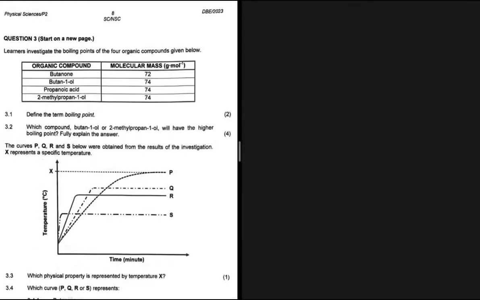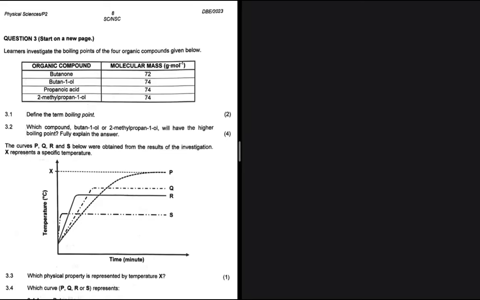You might think that question 3 is easy. Well, it is in the sense that you can get a couple of marks, but to get everything in this question is kind of difficult. Let's see what we have here. Let us investigate the boiling points of the four organic compounds given below, and you can see the organic compounds there and their molecular mass.